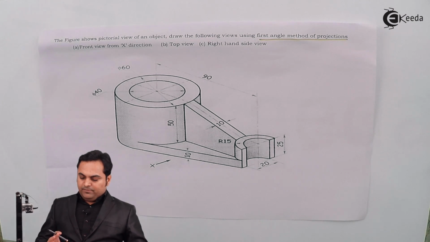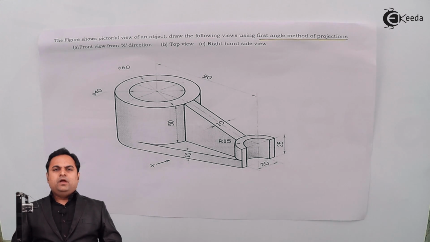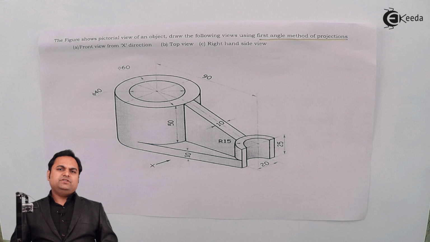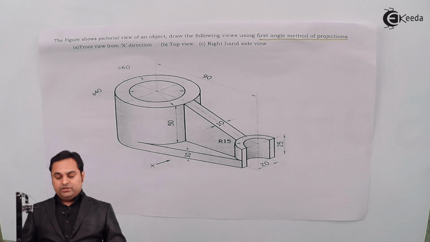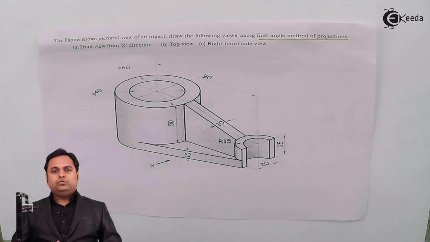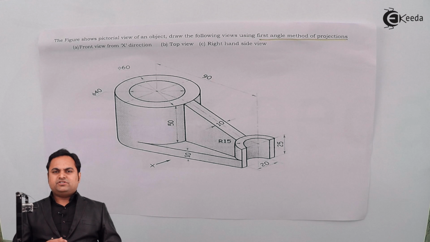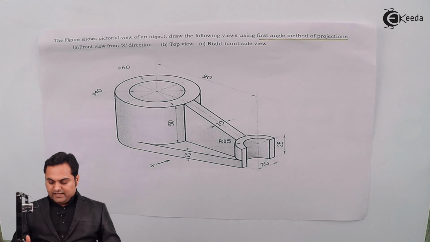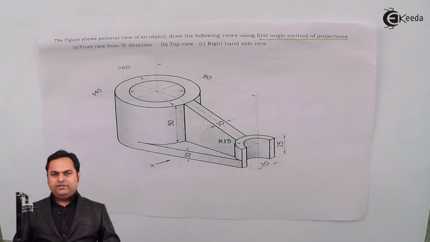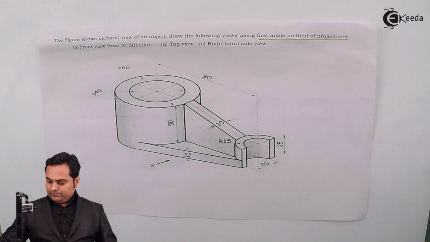Now before we start with this question, whenever we have questions related to orthographic projections, we need to know the total length, total height and total width of the object. Then only we can start with the problem. So first I'll calculate the total length, height and width, and then I'll write it down.